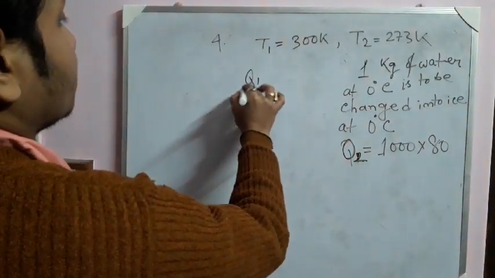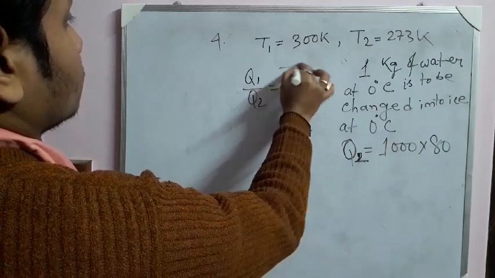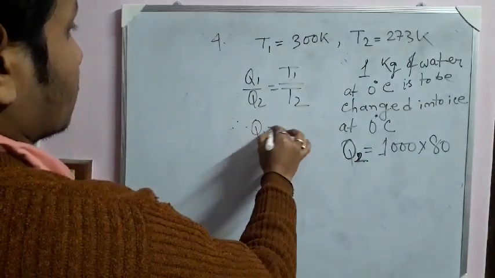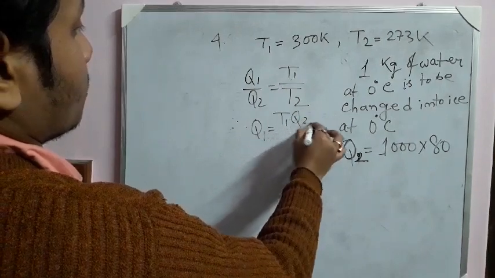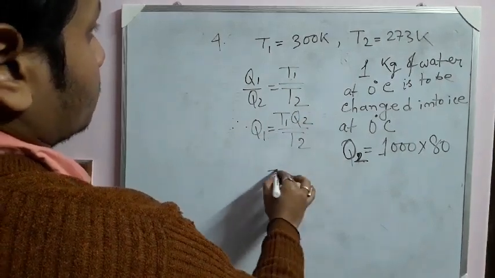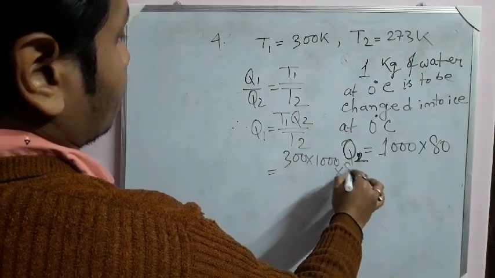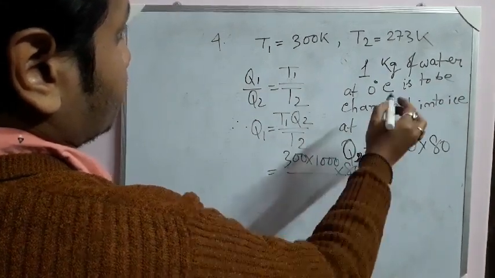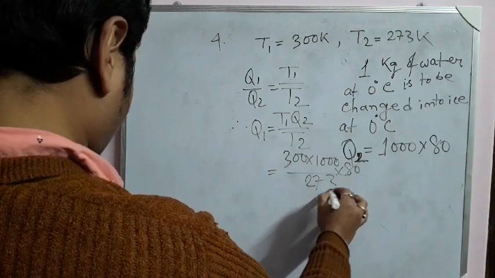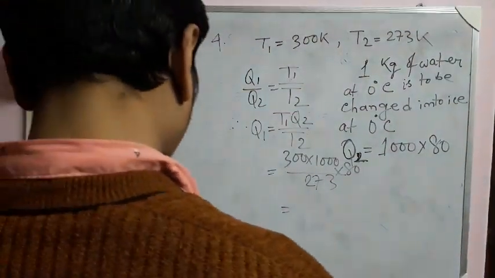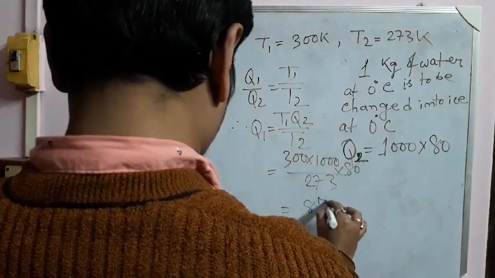Now what will be my Q1? If you put this relation Q1 by Q2 equal to T1 by T2, you can easily find out Q1. So this is T1 Q2 upon T2. If you substitute 300 into 1000 into 80 by T2, which is 273, you will get the result.